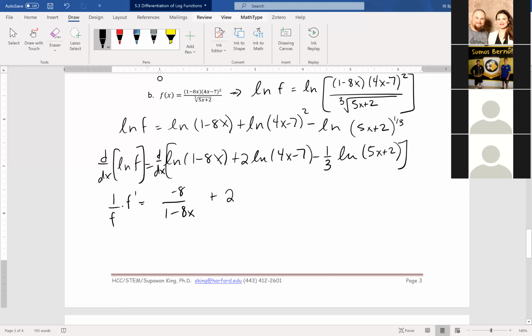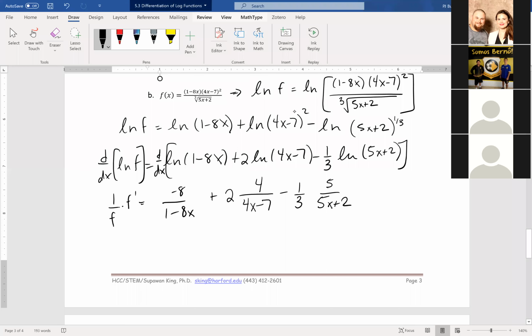So I'll do this one. Somebody else do the next one. I gotta pick somebody. I got it. 5 over 5x plus 2. Yeah, it's not that bad, right?